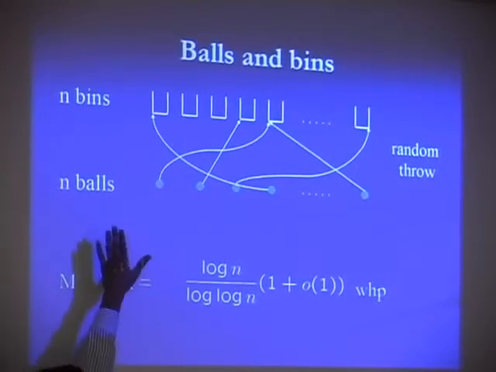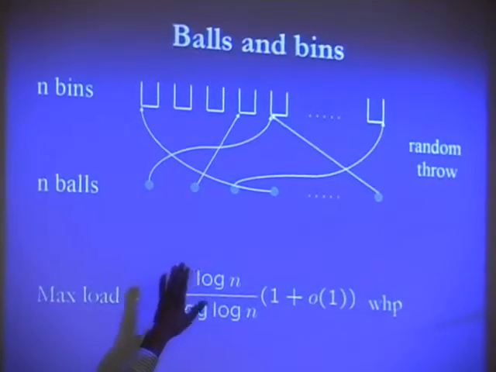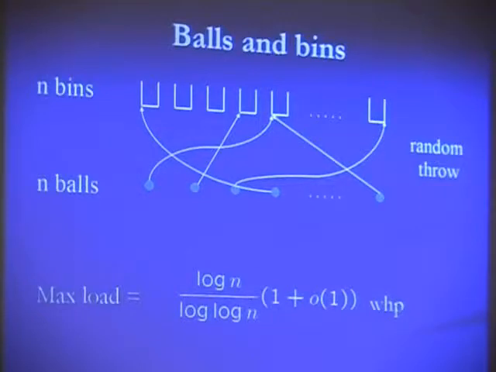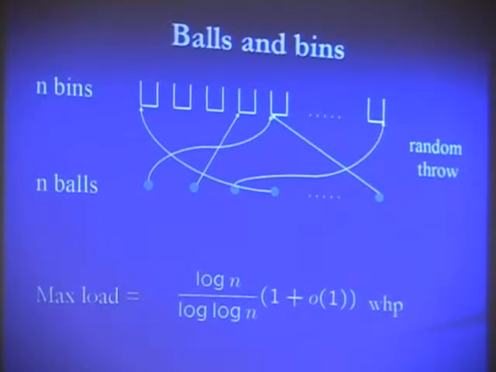Now, this framework has been analyzed in detail in algorithms research, and it is well known that if you take n balls and randomly throw them into n bins, taking each ball and throwing it into a random bin, then the maximum load is given by log n over log log n. That means this is the length of the longest list, the maximum number of collisions.